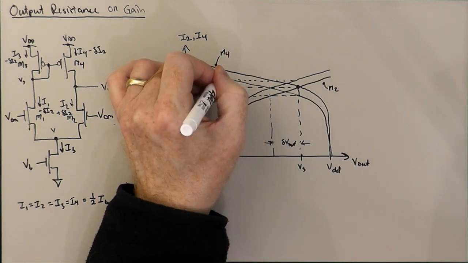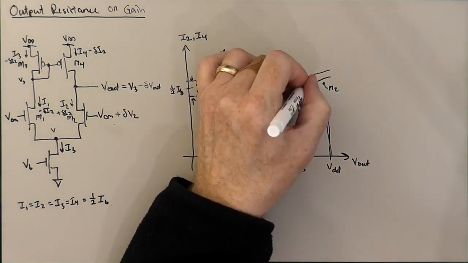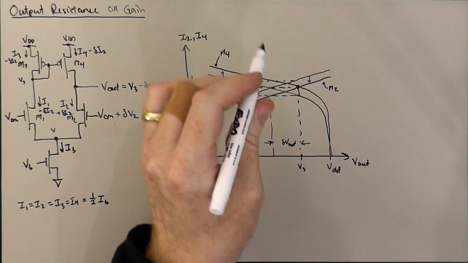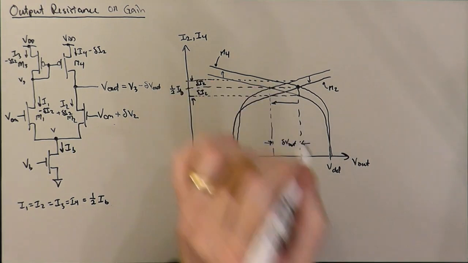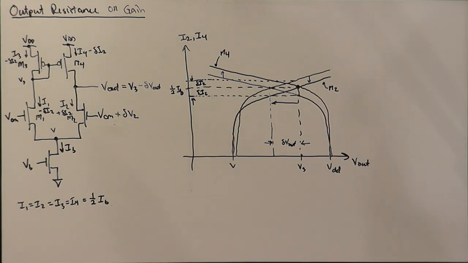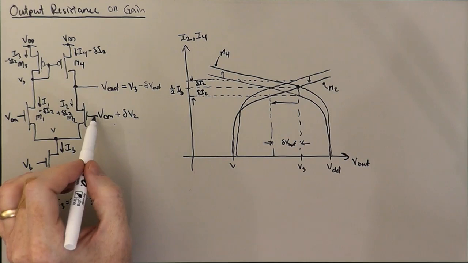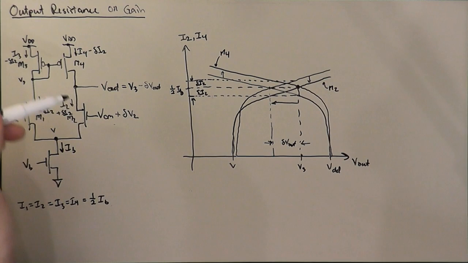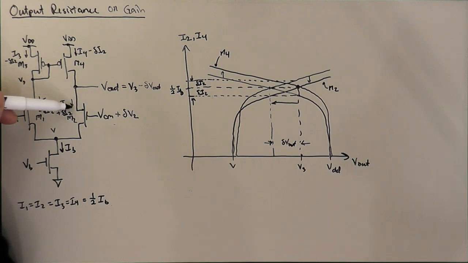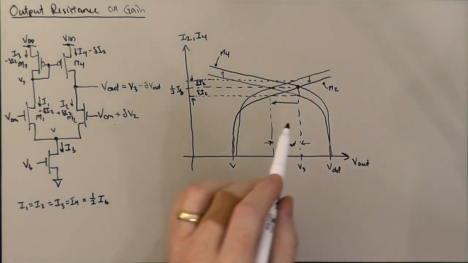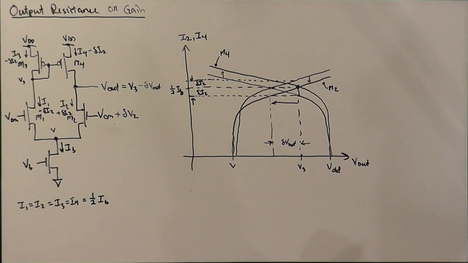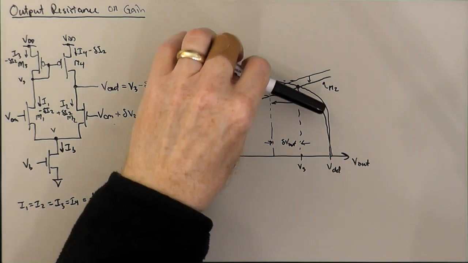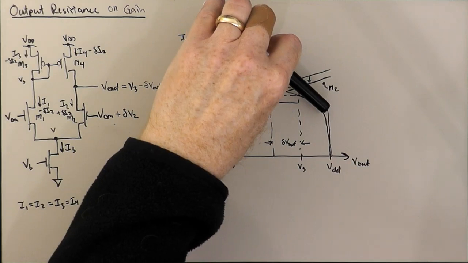So we've moved this curve up, we've moved this curve down, and this new intersection point has moved over here. Okay, so we've increased the current flowing through M2. That's going to wind up pulling down on the output, and the amount by which it goes down is going to be basically this amount in this case. And what I'd like to do with you is consider what would happen if we made these curves steeper or shallower.